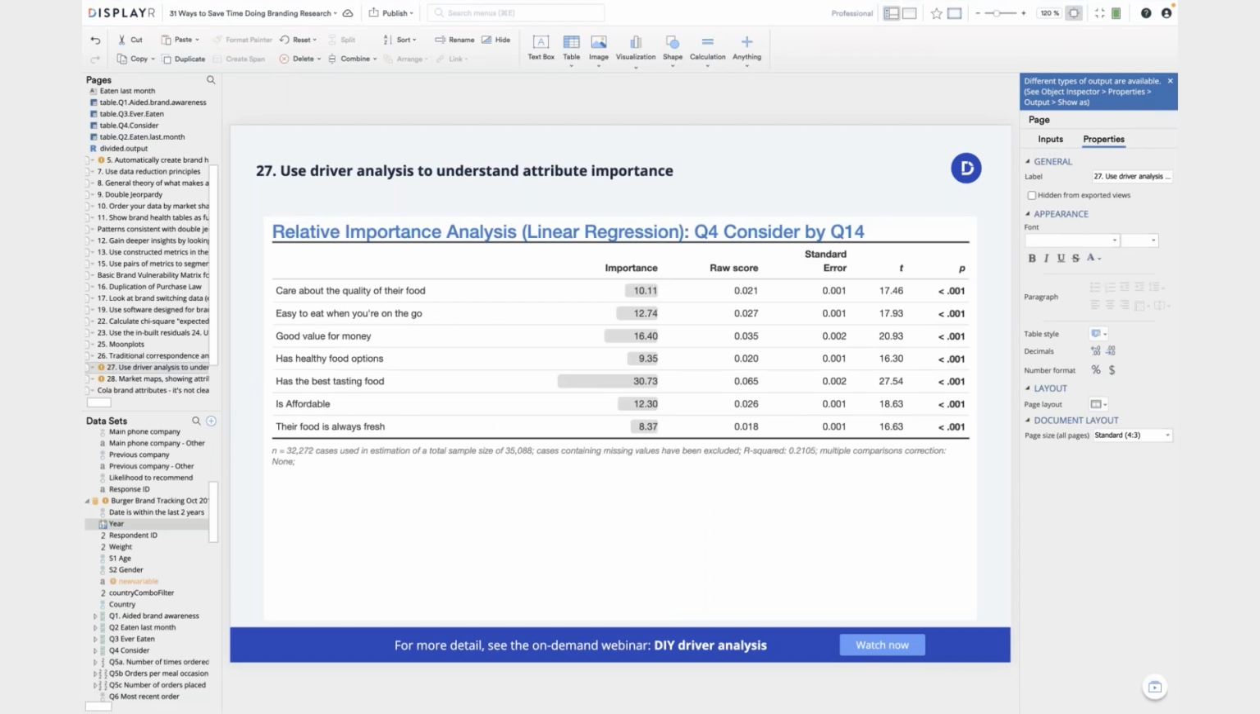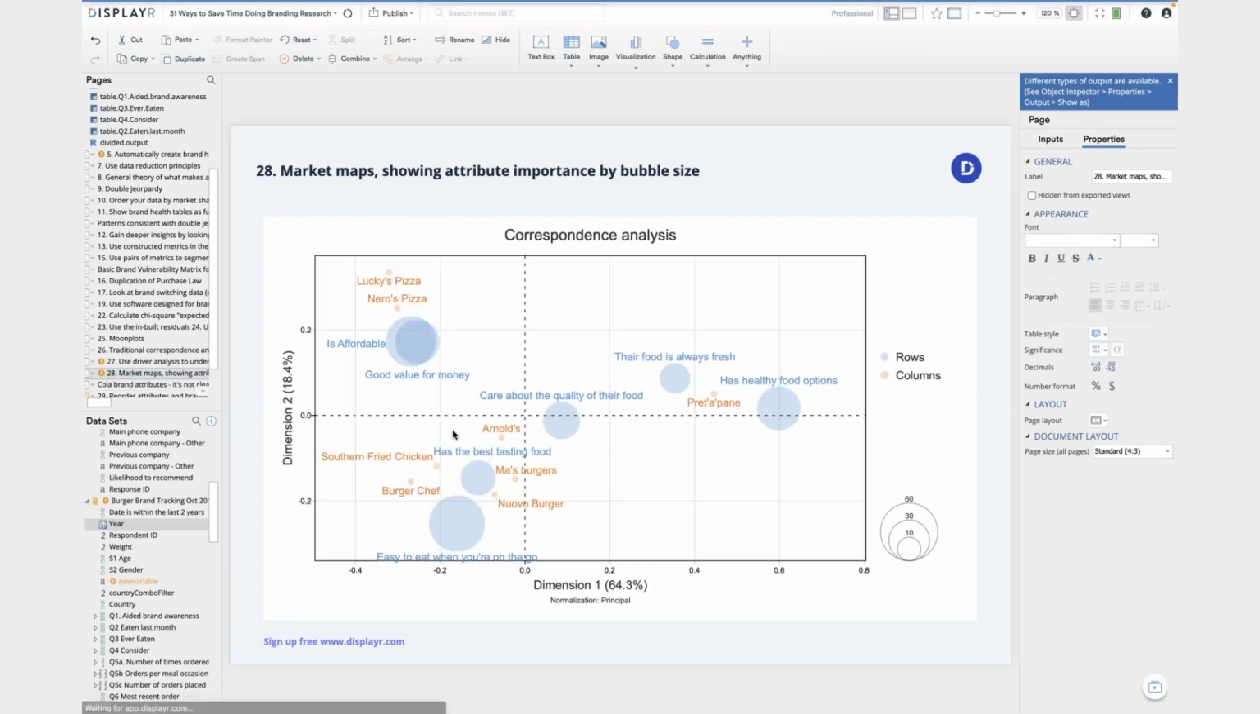Technique 27, use driver analysis to understand attribute importance. To do this, you need to have some measure of preference, such as how frequently they buy or how much they like the different brands, which you tend to have in a brand attribute study. And you need to have these brand associations, which we've also got. And I've done here a driver analysis using Shapley regression from memory, and it's showing us that taste is the #1 driver. Another webinar will tell you how to do all of this. So this is one great summary on its own, but we can combine it with the correspondence analysis using, say, the bubble size to indicate the importance of the attributes to create a great market map.